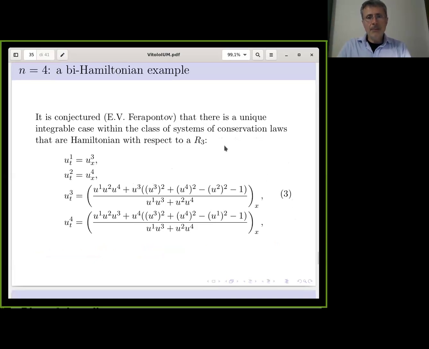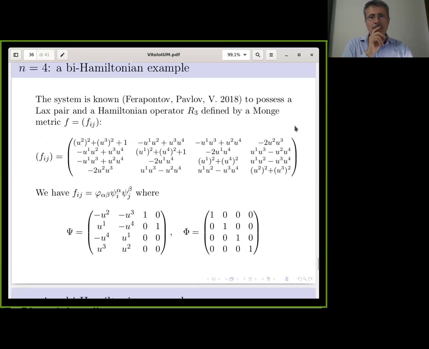So, but let us see one integrable example. It is conjectured by Ferapontov and Abodov that there is a unique such example in 4 components. And this is the system of PDEs that you see here. This system has a particular geometric meaning that you can find in probably one of his papers, and also another paper which was written also in collaboration with Maxim Pavlov and myself. So this system has a Bi-Hamiltonian pair. This is the Monge metric that determines the third-order operator. This was already known in 2018.